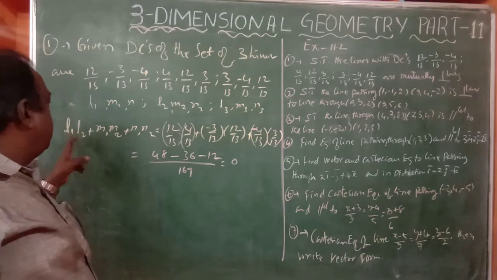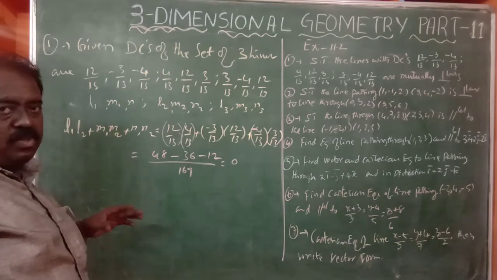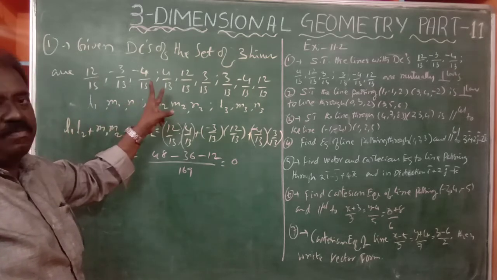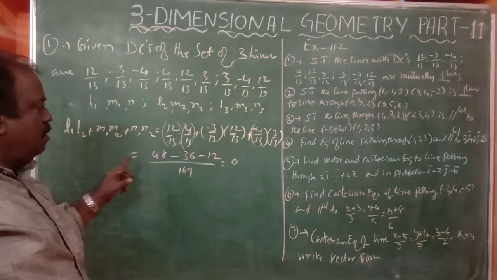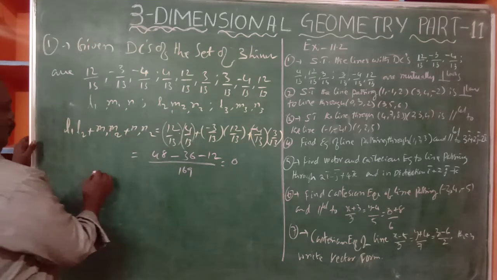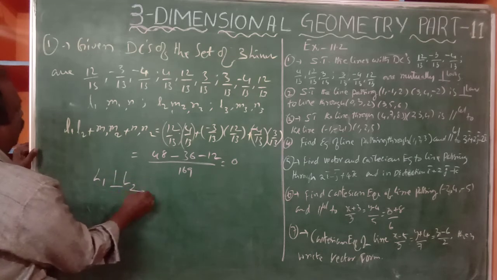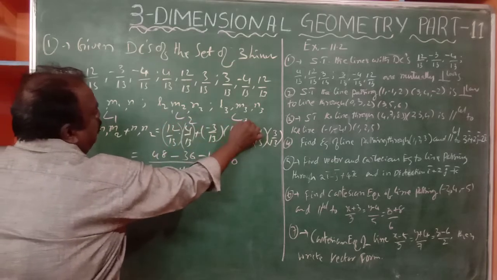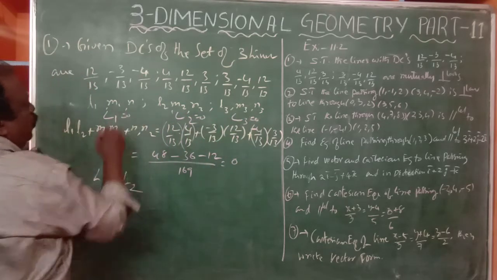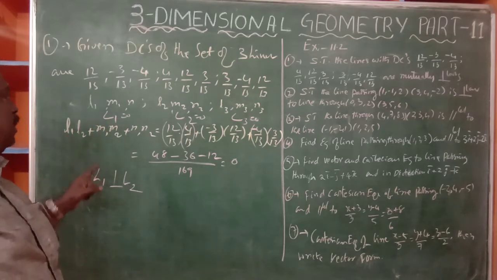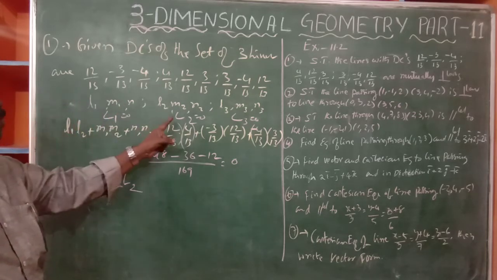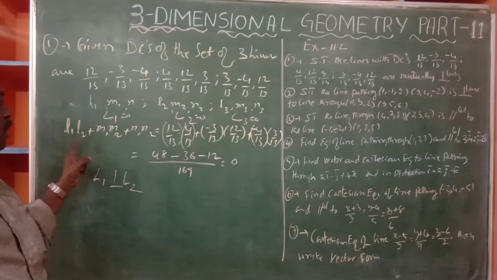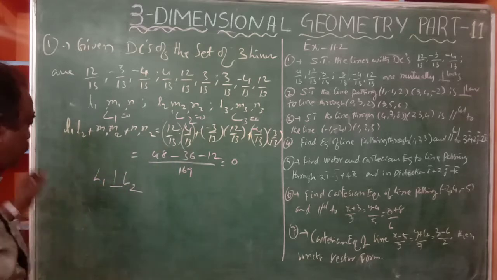If l1 l2 plus m1 m2 plus n1 n2, the sum of the product of the DCs of two sets of lines, and I am taking only two sets, if it is 0, then l1 is perpendicular to l2. This is about L1, this is about L2, it is about L3 line. You assume like that only. L1 is the first line, whose DCs are this one. L2 is the second line, whose DCs are these. So with this formula, it is equal to 0. So L1 is perpendicular to L2.